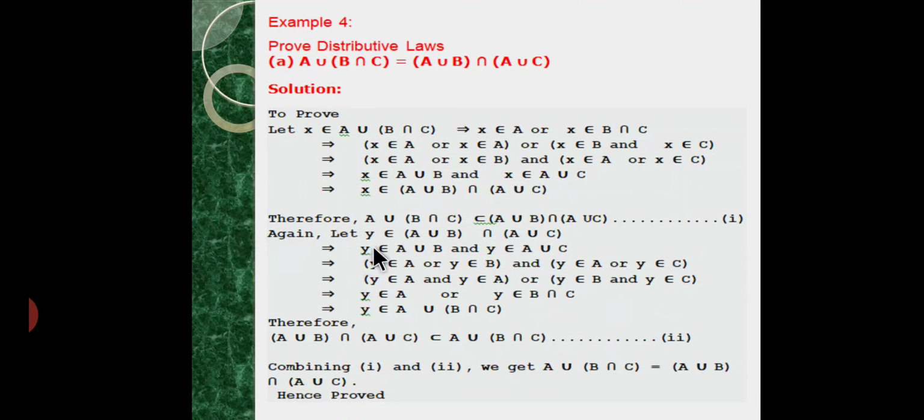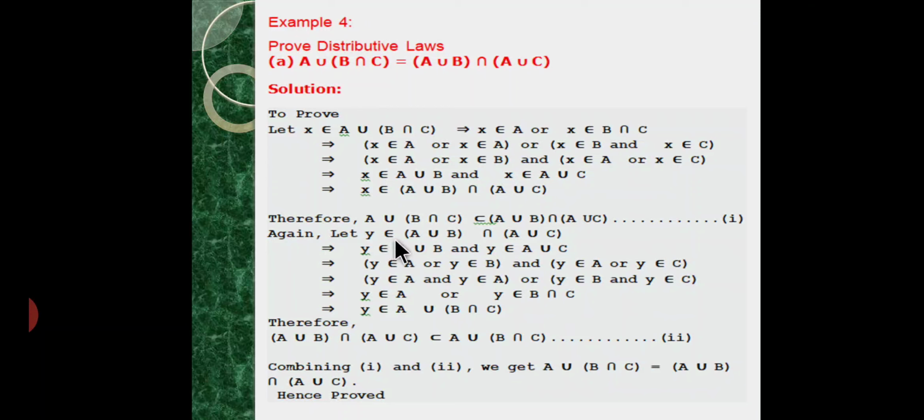Again, let another element y belong to (A union B) intersection (A union C). This can be expanded like y belongs to A union B and y belongs to A union C. So y belongs to A or y belongs to B, and y belongs to A or y belongs to C. So y belongs to A, or y belongs to B and y belongs to C. From this we group: y belongs to A or y belongs to B intersection C. So we can write y belongs to A union (B intersection C).